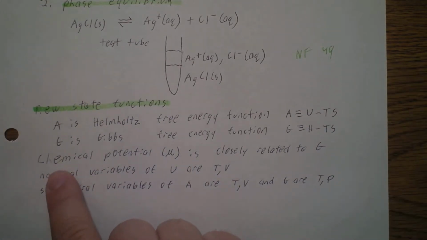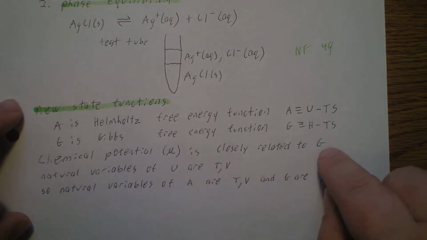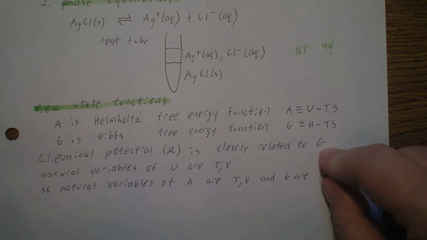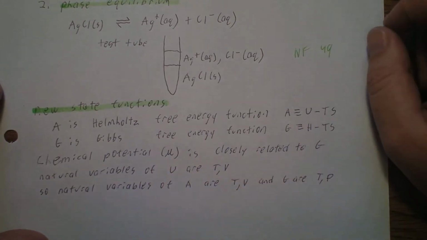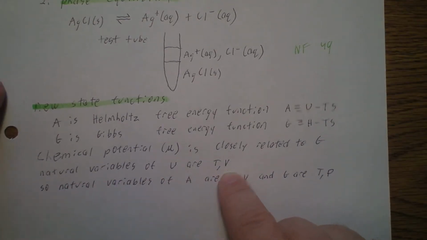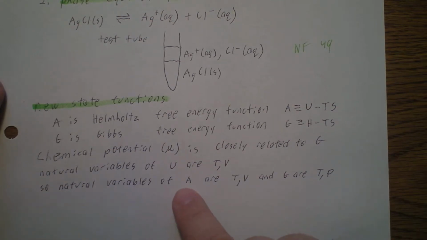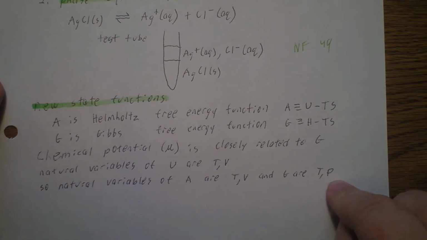Now, chemical potential mu, not to be confused with the Joule coefficient, of course, is closely related to capital G. We'll show later on exactly what the relationship is between mu and the Gibbs free energy. Now, the natural variables of U are entropy and volume. The natural variables of the Helmholtz free energy are temperature and volume, and the natural variables of the Gibbs free energy are temperature and pressure.